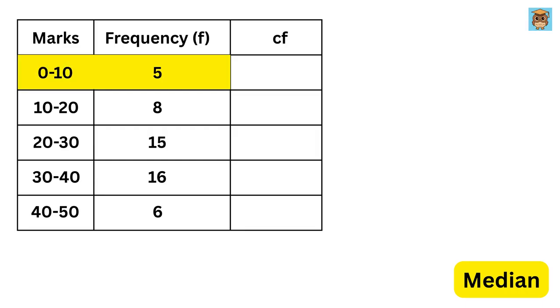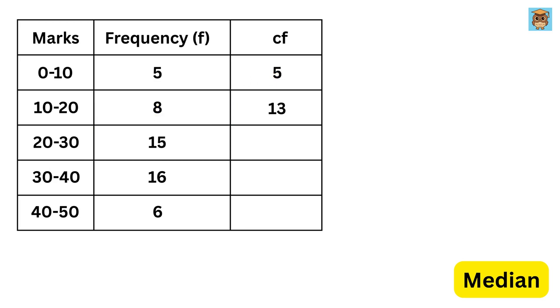For the first class, 0 to 10, the cumulative frequency is simply 5, as there are 5 students in this class. For the next class, 10 to 20, we add 5, which is the cumulative frequency from the previous class, to 8, which is the frequency of this class, giving us a cumulative frequency of 13.